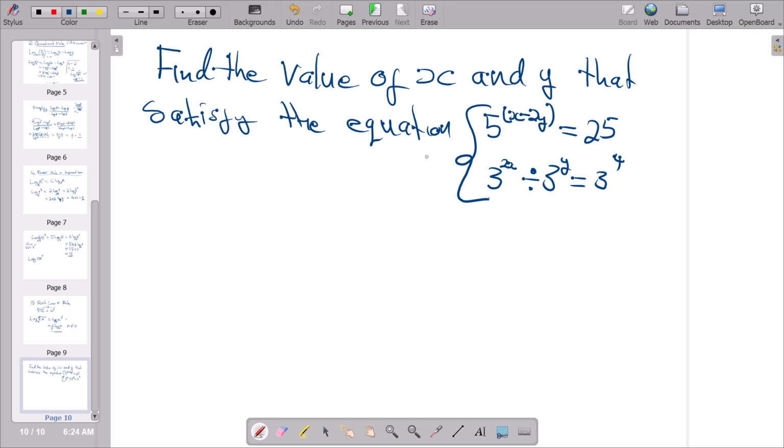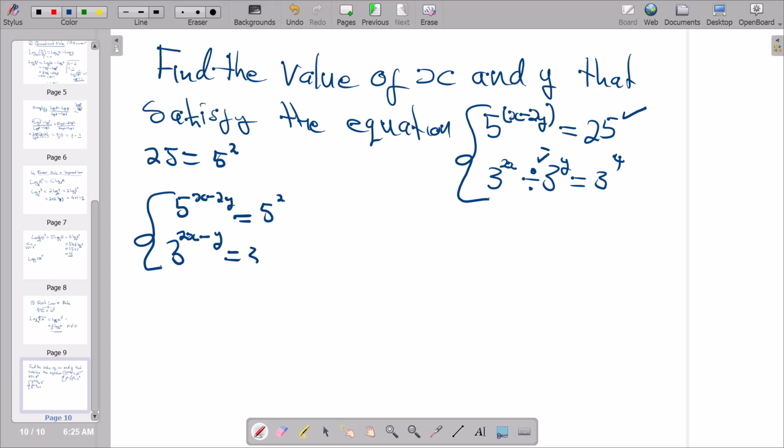Since it's a law of exponent, what we need to do is to convert 25 into exponent as well. So if we convert 25 into exponent, 25 is equal to 5 power 2. If we are to rewrite, we have 5 exponent x minus 2y is equal to 5 power 2. And in this case, according to the laws of exponent, when we are dividing, we subtract the exponent. So that means 3 power 2x minus y is equal to 3 power 4.